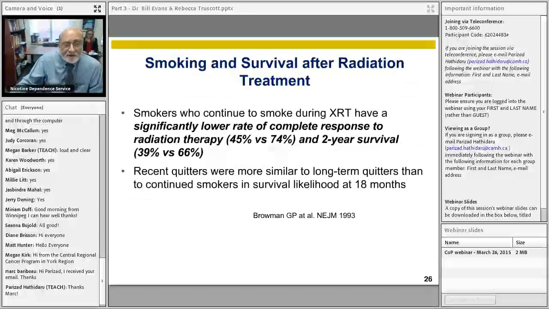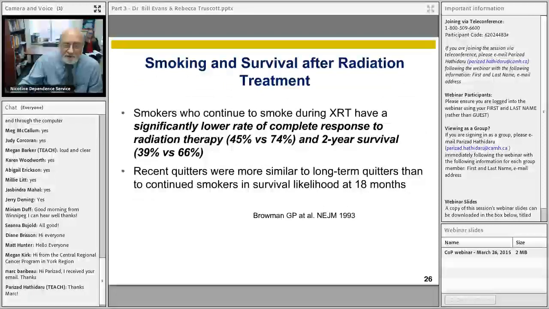One of the really interesting studies, and dramatically shows this, is one from the National Cancer Institute of Canada, published in the New England Journal in 1993 by Dr. George Browman, who evaluated patients who had head and neck cancer undergoing radical radiotherapy and evaluated whether they were smokers, recent quitters, or non-smokers. There was a significantly different rate of complete response in those receiving radiation treatment, and you see the difference in percentage, 74% in the non-smokers versus 45% in those continuing to smoke.